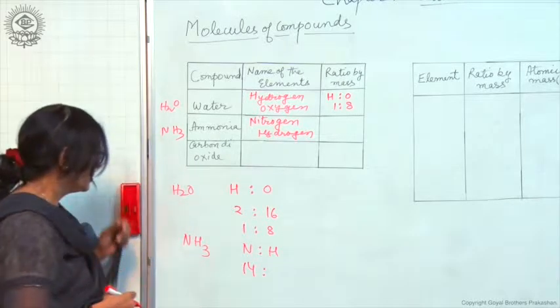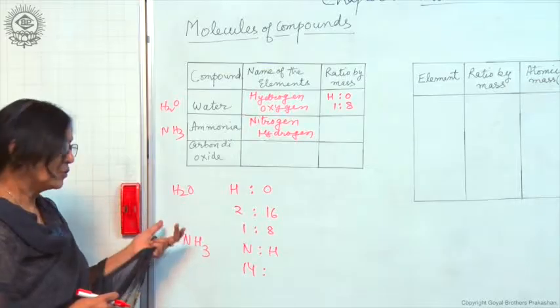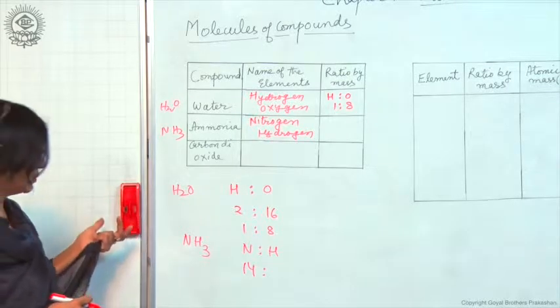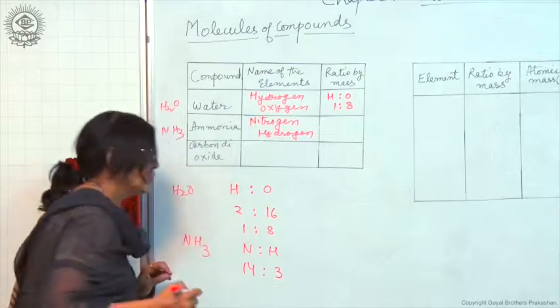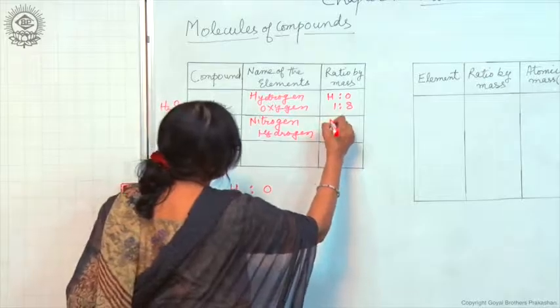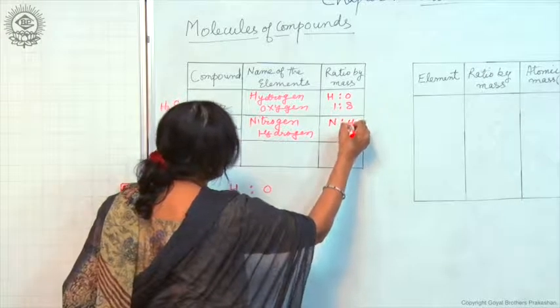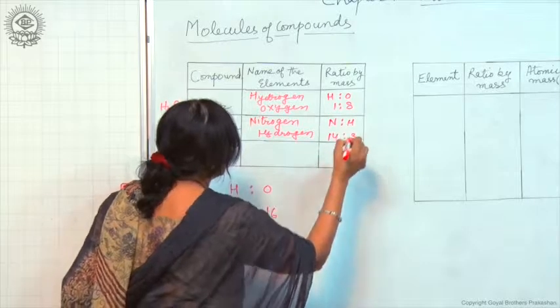And how many hydrogen atoms? 3. The mass of one hydrogen is 1 U or 1 AMU. So the mass of 3 hydrogen atoms will be 3. So in the case of ammonia, the ratio of nitrogen to hydrogen is 14:3.